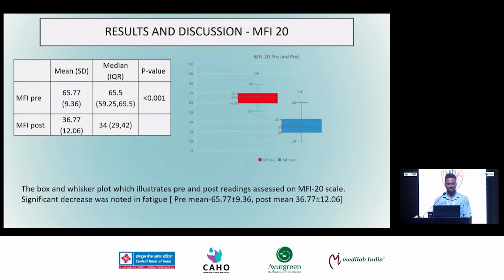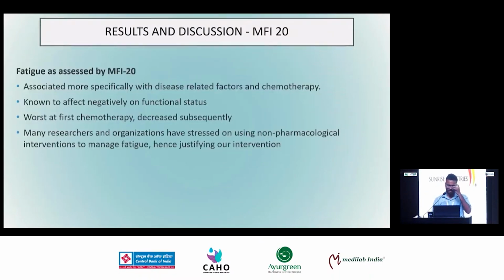Here we can see the statistically significant decrease of the mean level of fatigue according to multidimensional fatigue inventory scale. So fatigue was known to associate more specifically with the disease-related factors and chemotherapy, known to affect negatively on functional status. Similar to emotional stress factors, it was worst at first chemotherapy and decreased subsequently. And many researchers have stressed on using non-pharmacological interventions along with National Comprehensive Cancer Network, justifying our interventions.